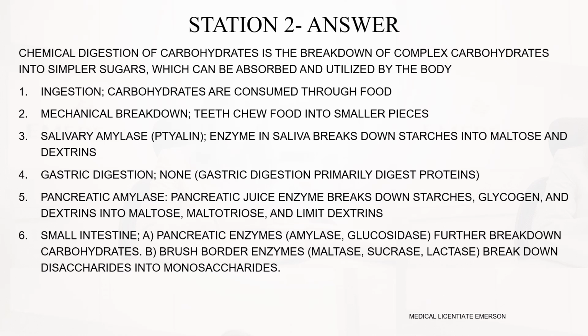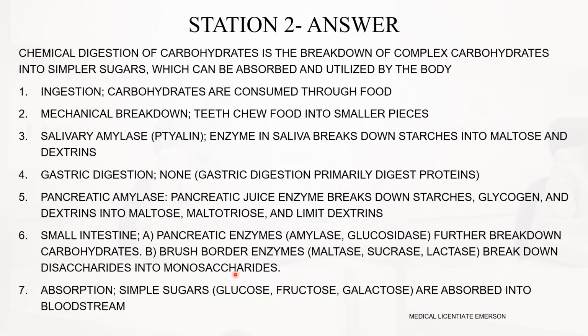Then, in continuation from the pancreatic amylase, the next part is the small intestine. I think I mentioned this area with the pancreatic amylase. So in the small intestine, enzymes such as amylase and glucosidase further break down carbohydrates. Then in the brush border, there are brush border enzymes such as maltase, sucrase, and lactase. These further break down disaccharides into monosaccharides.